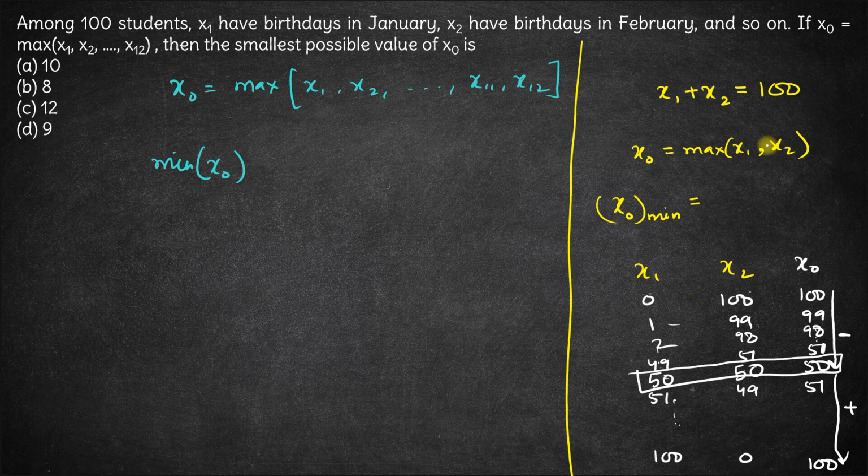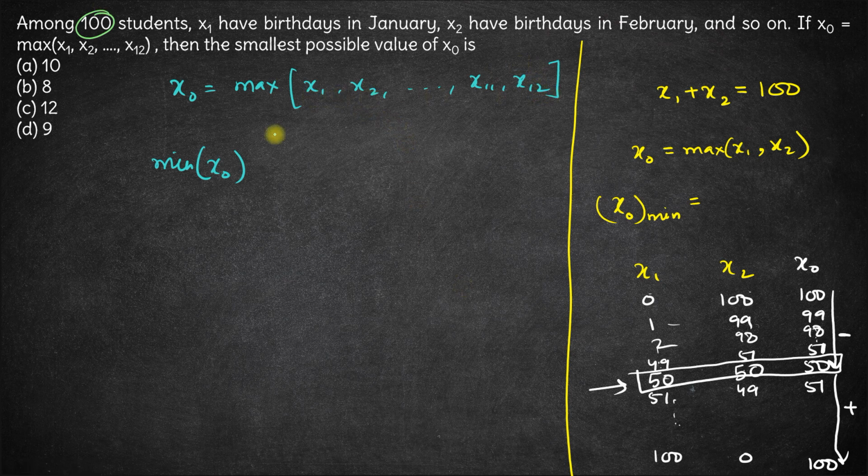When you have a few numbers such that their sum is constant, the minimum value of that max function will be when the numbers are equal, right? So the minimum value of x naught here will be when x1, x2, x3, all of them are equal, right? Now can all of them be equal, strictly equal? Not really actually. There are 12 variables and 100 students, so 100 by 12 will not be an integer. So if they are not equal, let's try to make them as close to each other as possible.